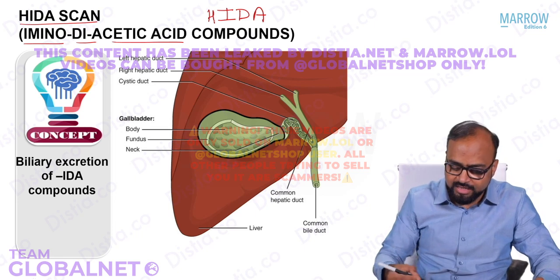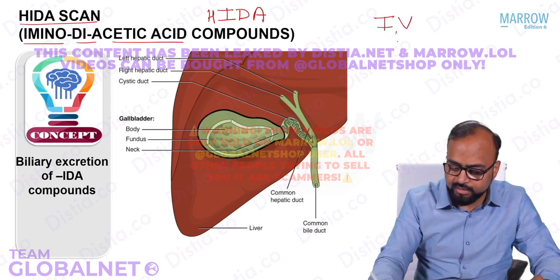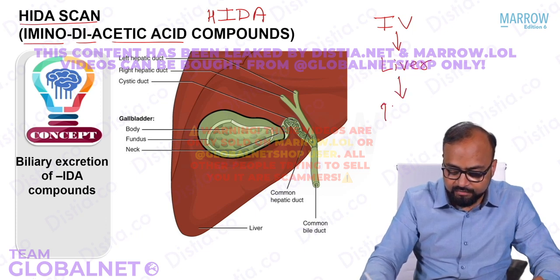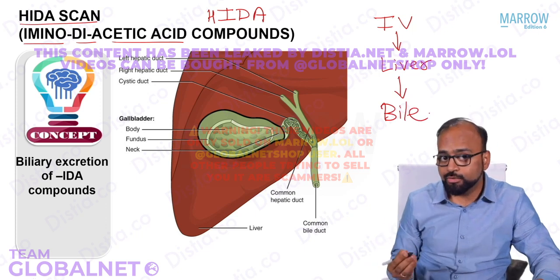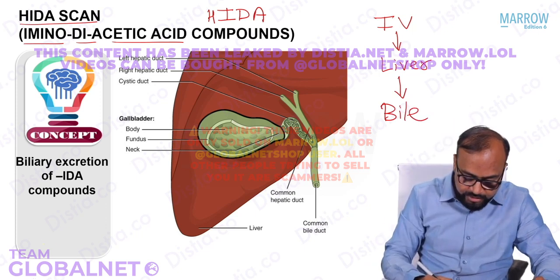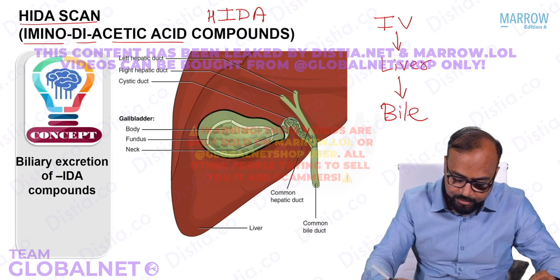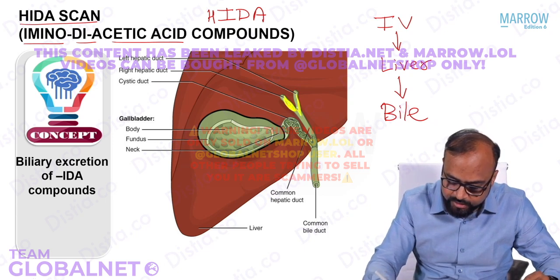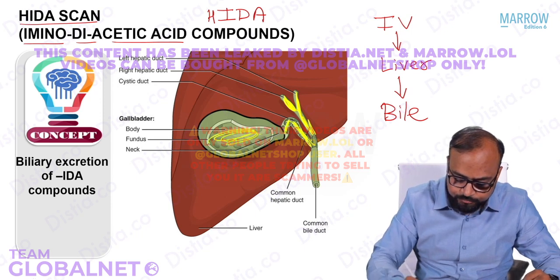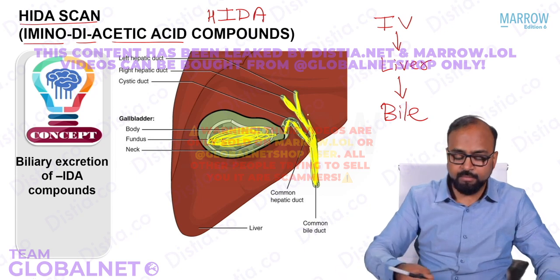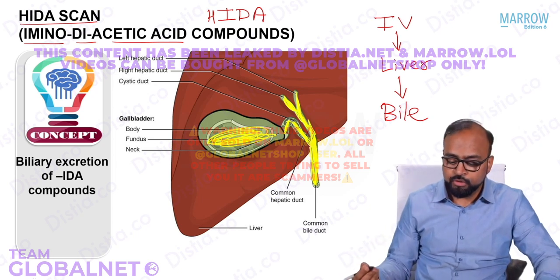A very simple concept of this scan is that when you inject this IDA compound intravenously, it goes into the liver. From the liver, it is actively secreted within the bile. That is all that you need to know. So what will happen? Within a few minutes after injection of this IDA compound, from the bloodstream, it will go into the liver, it will come into the bile. So what will happen? The entire biliary tree, so right hepatic duct, left hepatic duct, common hepatic duct, cystic duct, gallbladder, right, and the common biliary duct, all of this will be filled up by this radioactive material, that is imino-diacetic acid compound. So now see what will happen.